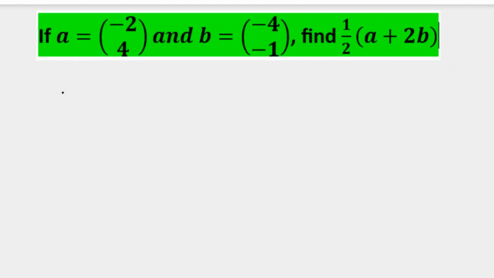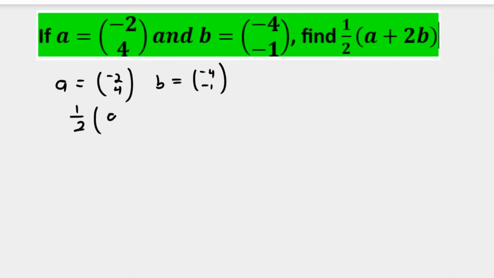So we have the vector A, which has component negative 2, 4, and the vector B also has component negative 4, negative 1. We have this expression to simplify. Wow. So we have half of A plus 2B. Let's analyze this expression. Half is multiplying everything in a bracket. So you have to be very, very careful when doing something like this.